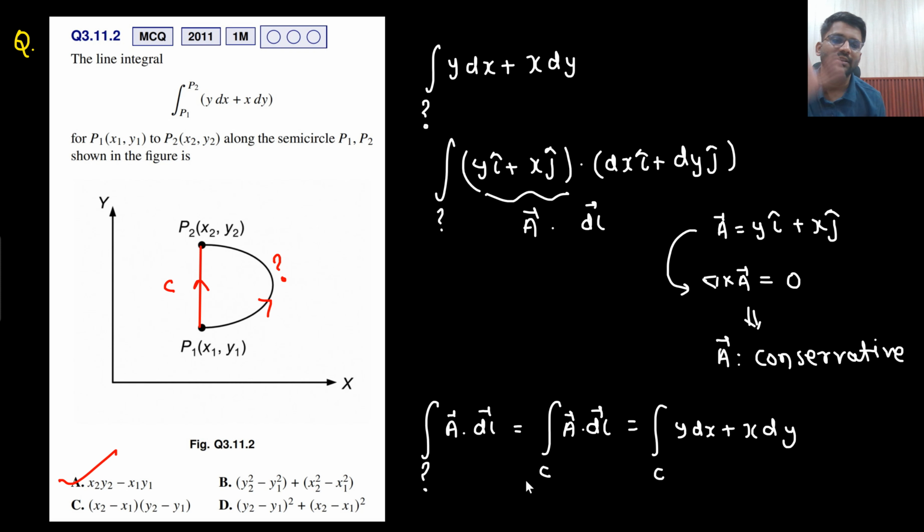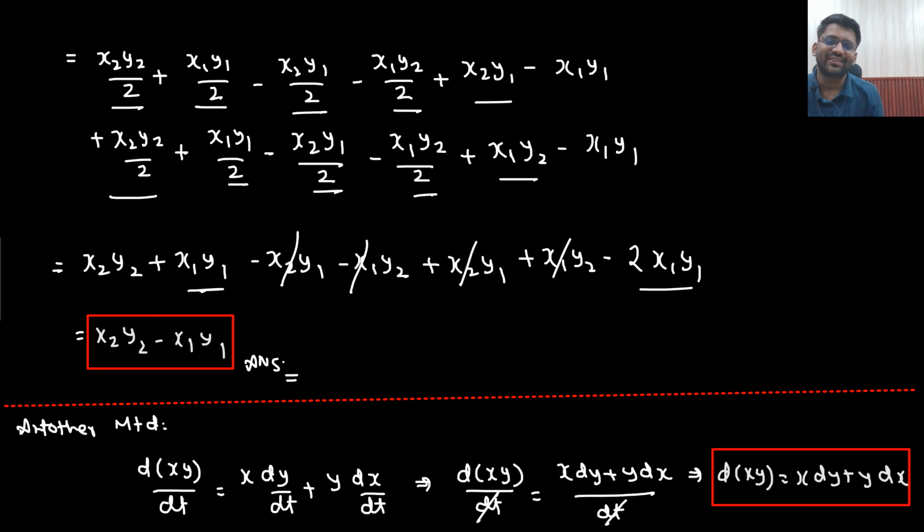Without picking up the pen, this is how the question could be solved. Conservative vector field, d(xy), you need to go from (x1, y1) to (x2, y2). The answer would be x2 y2 minus x1 y1, option A. That's why it is of 1 mark only. Otherwise, doing all this calculation for 1 mark is difficult, no? But this is how it was supposed to be solved.